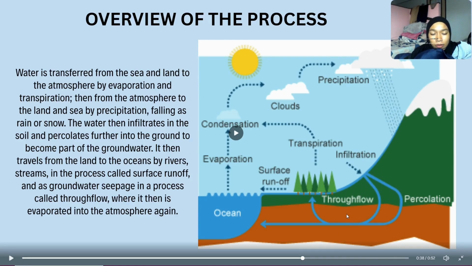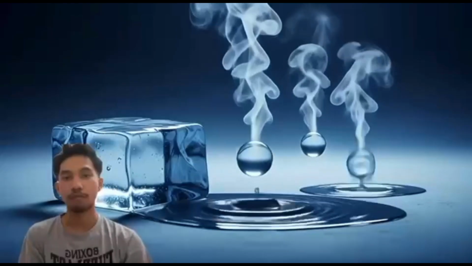And then it will travel from the land back to the ocean by the rivers. So in the process, it causes surface runoff and groundwater seepage in the process called throughflow, where the water will evaporate into the atmosphere again.